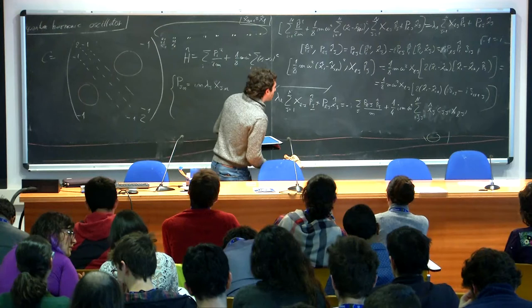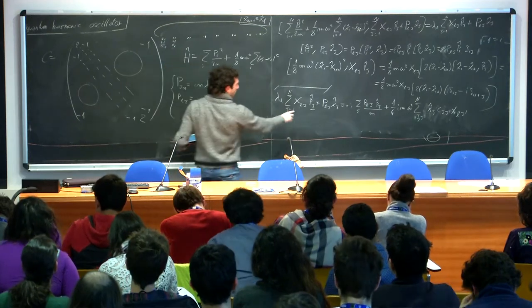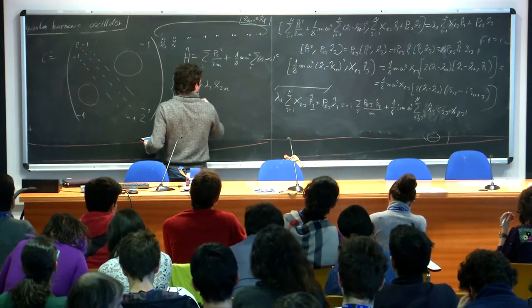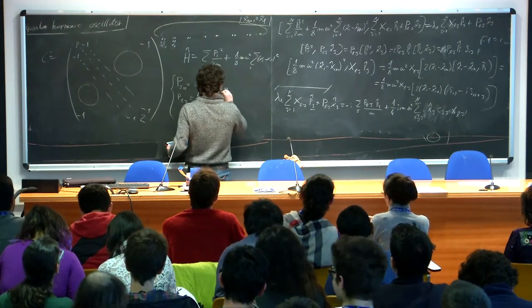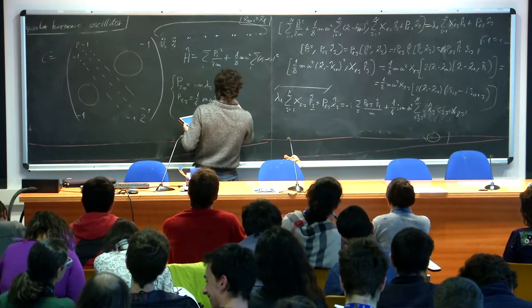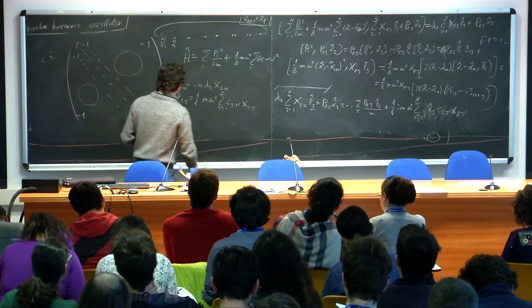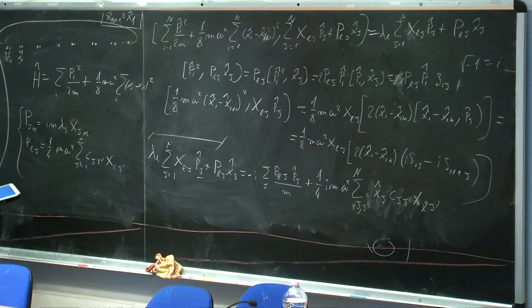So the other condition is that P_{Lj} should be equal to 1 over 4 i m omega squared, and then you have a sum over j prime from 1 to N of C_{jj'} x_{Lj'}. I forgot a lambda somewhere, a lambda_L. You find these two conditions.